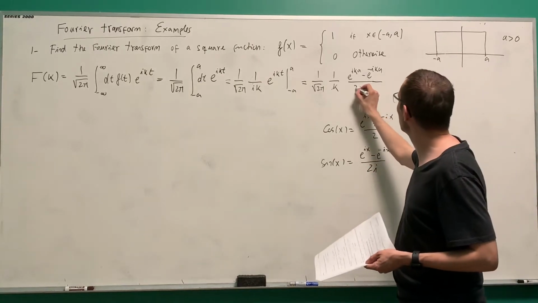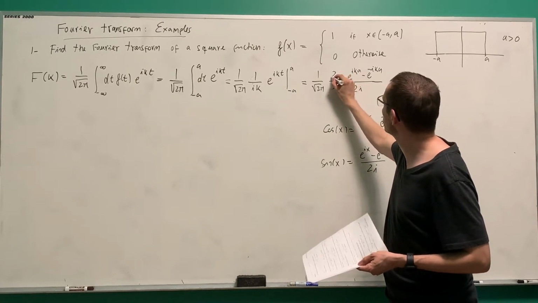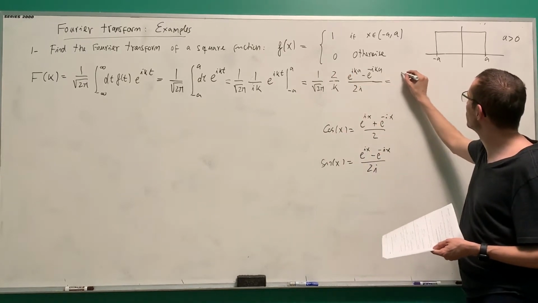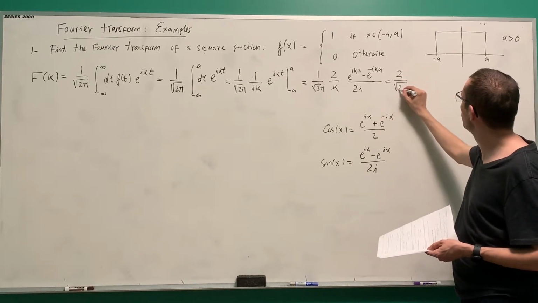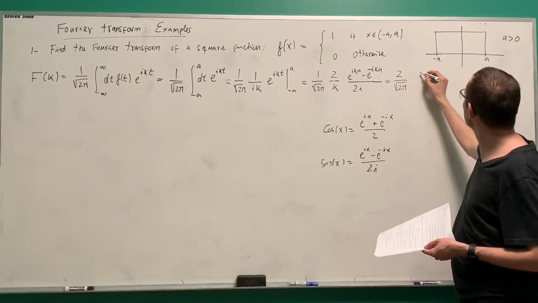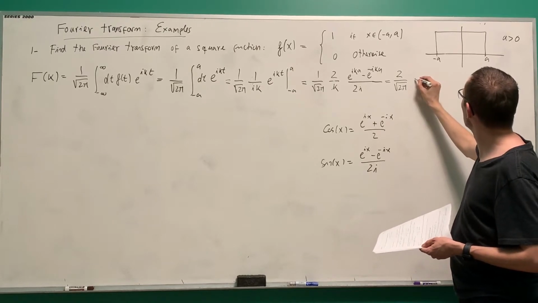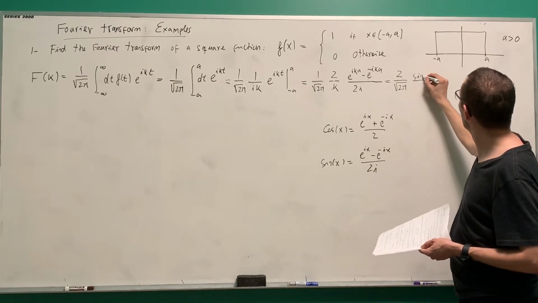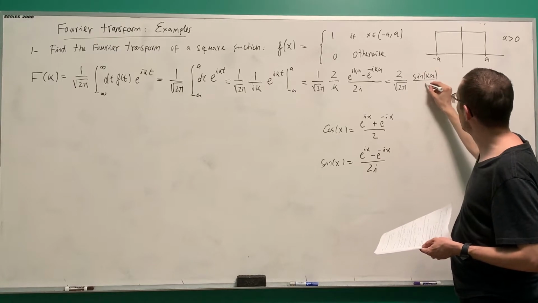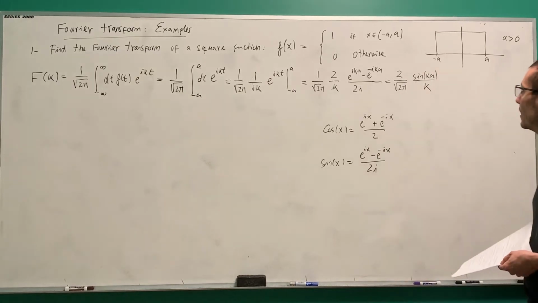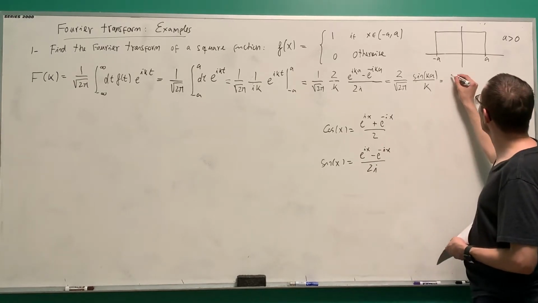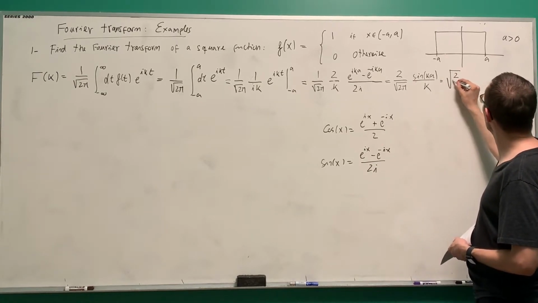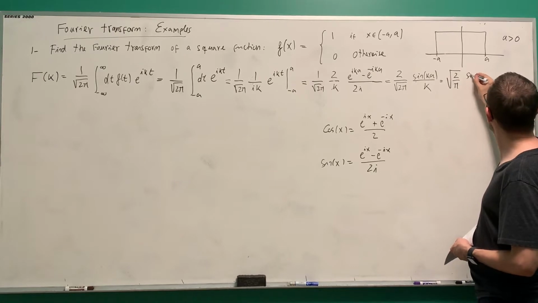Anyway, I can put a 2 in here, which is doing nothing. So this results in 1 over, well, I'm going to have it 2 over root 2 pi. So I'm going to write it like this: sine of Ka divided by K, using the definition of the sine. Now we can simplify this, of course. Let me just write it here. This is the root of 2 over pi, sine Ka divided by K.